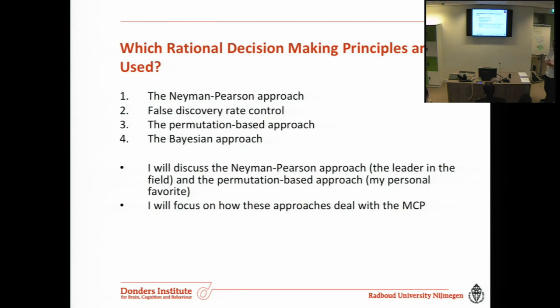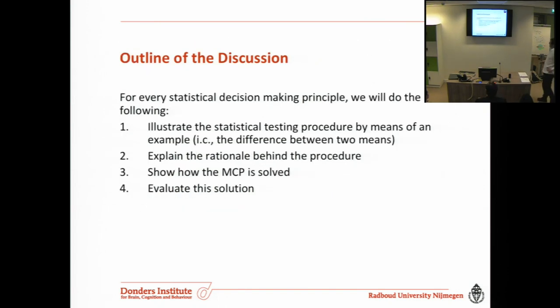There is a lot to be said about it. There are also some things to be said about the Bayesian approach. But there are extreme proponents of both principles. For now, you have to be aware there are multiple of these principles to be used. So we go for Neyman-Pearson and the permutation-based approach, and I will focus on how these approaches deal with the multiple comparison problem. Now, for each of these two principles, I will do the following.